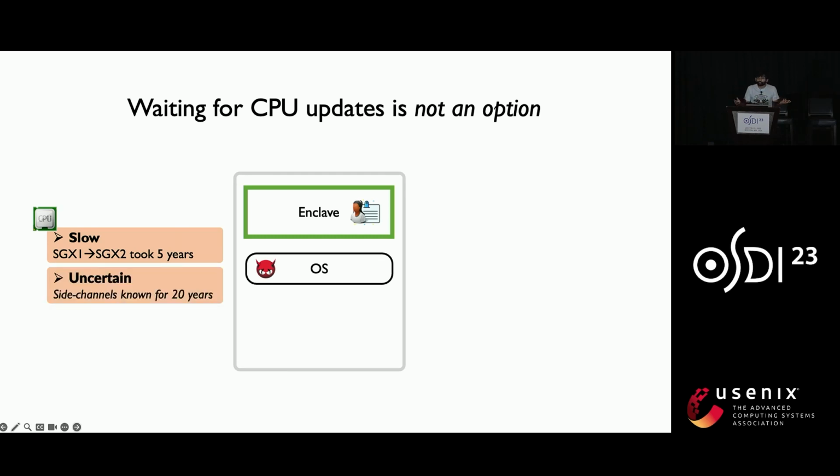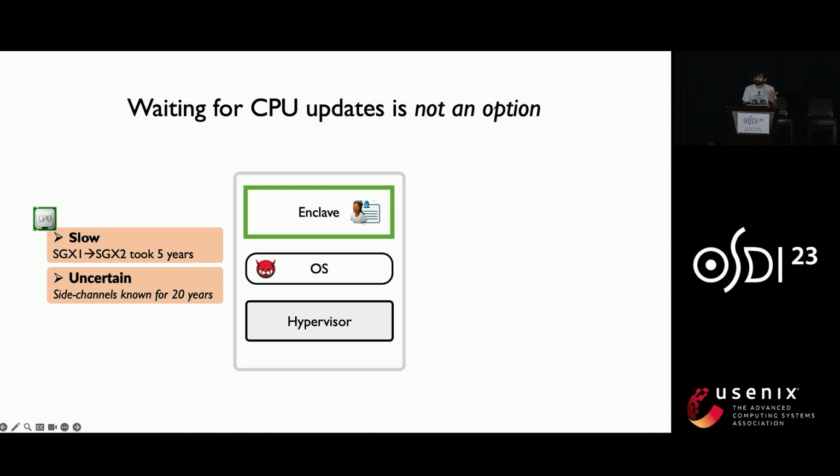They're also uncertain. We don't really know the features that we need will actually be implemented. For example, we've known about side channels for the last 20 years, but we still don't have CPU updates to address these problems. Instead of relying on the hardware vendor to address these problems, what if we had a privileged software layer that we could leverage to augment the features provided by SGX?